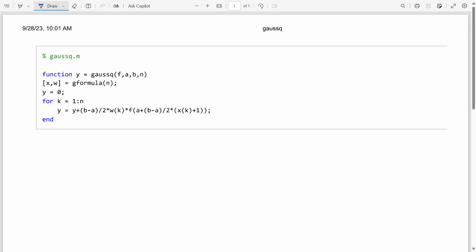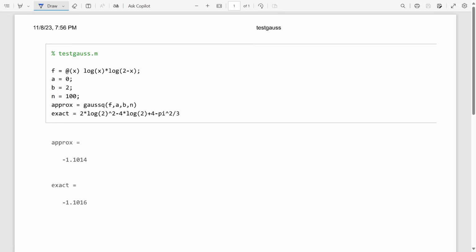Now the function Gauss-Q takes a function handle f, the limits of integration a and b, and the order of the formula to be applied, and then uses G formula to get the nodes and weights appropriate for an interval from -1 to 1. Then it uses that mapping, the transformation we showed earlier, to perform the integral from a to b by Gaussian quadrature.